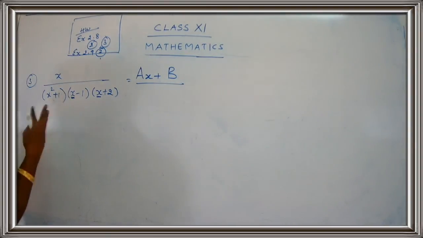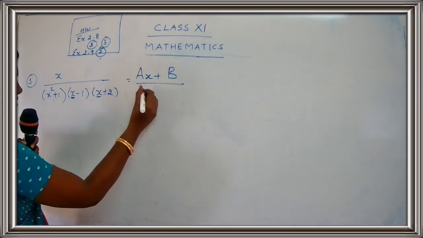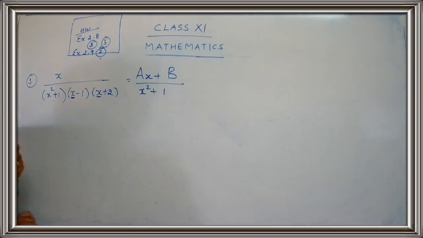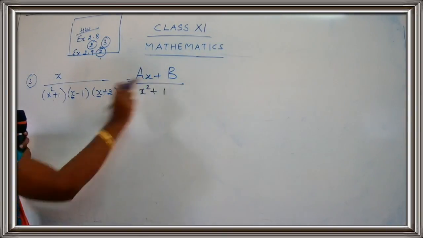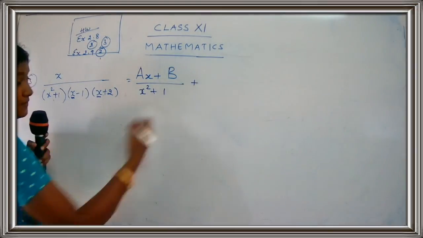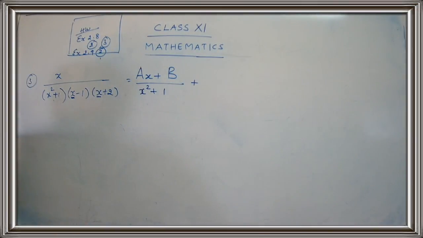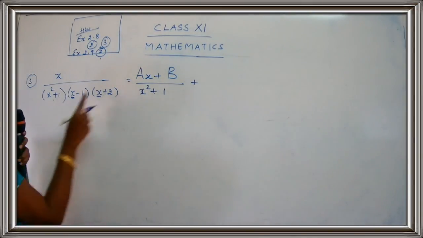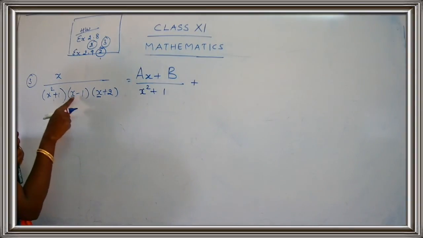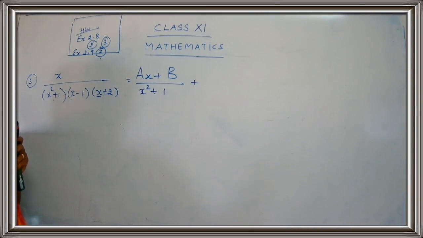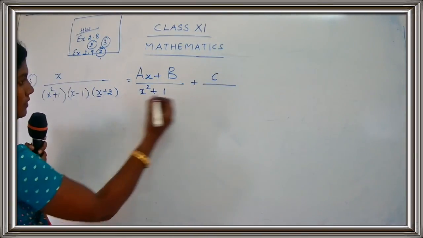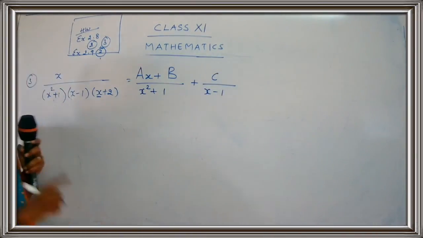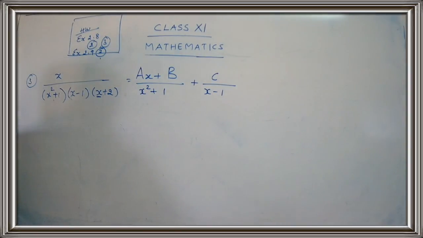Now, let us resolve it. This is x square plus 1. Okay, children. So, 2 power means I got 2 unknowns. Okay. Now, let us go for the next part. I'll put the main sign as plus. x minus 1. Okay, children. x has only 1 power. The power is 1, so only 1 unknown. So, C upon x minus 1. Can you tell me the next one? What will be the sign?